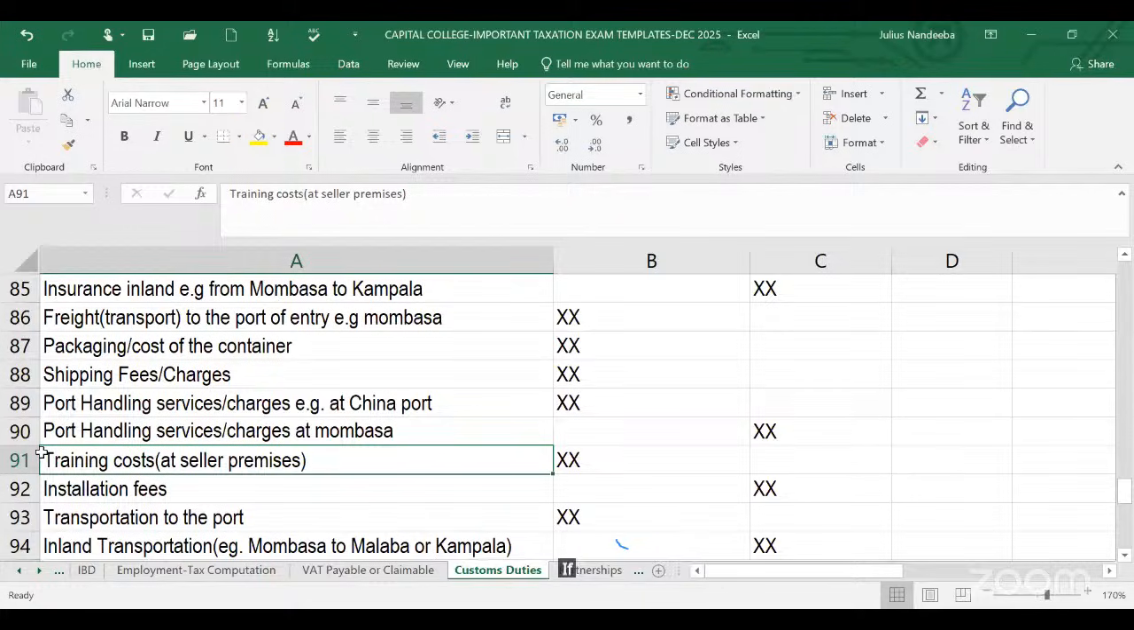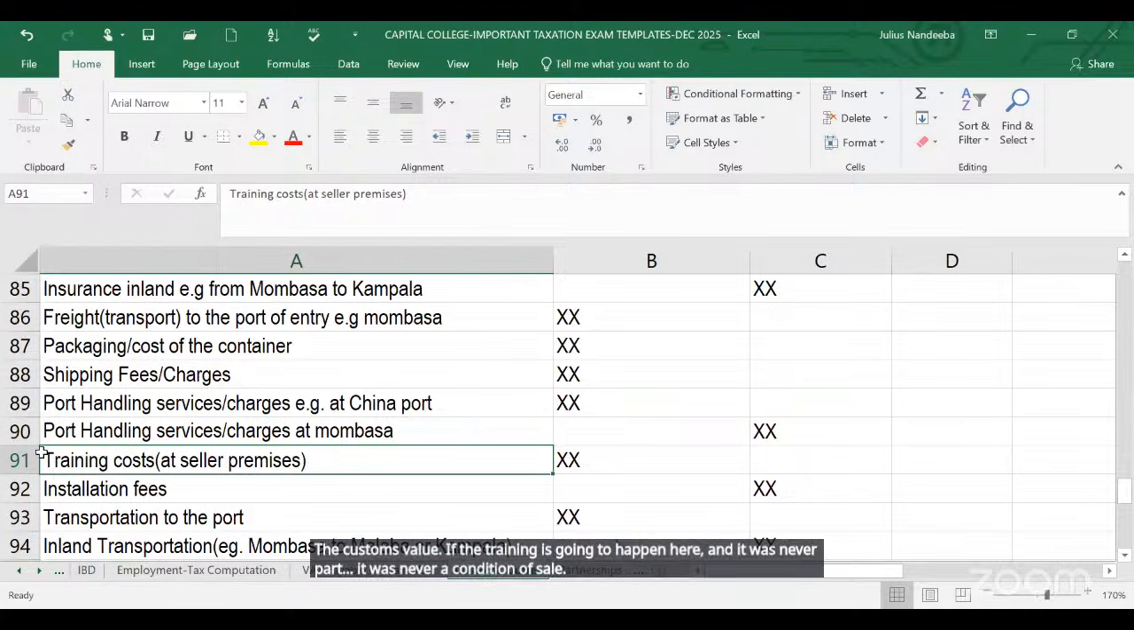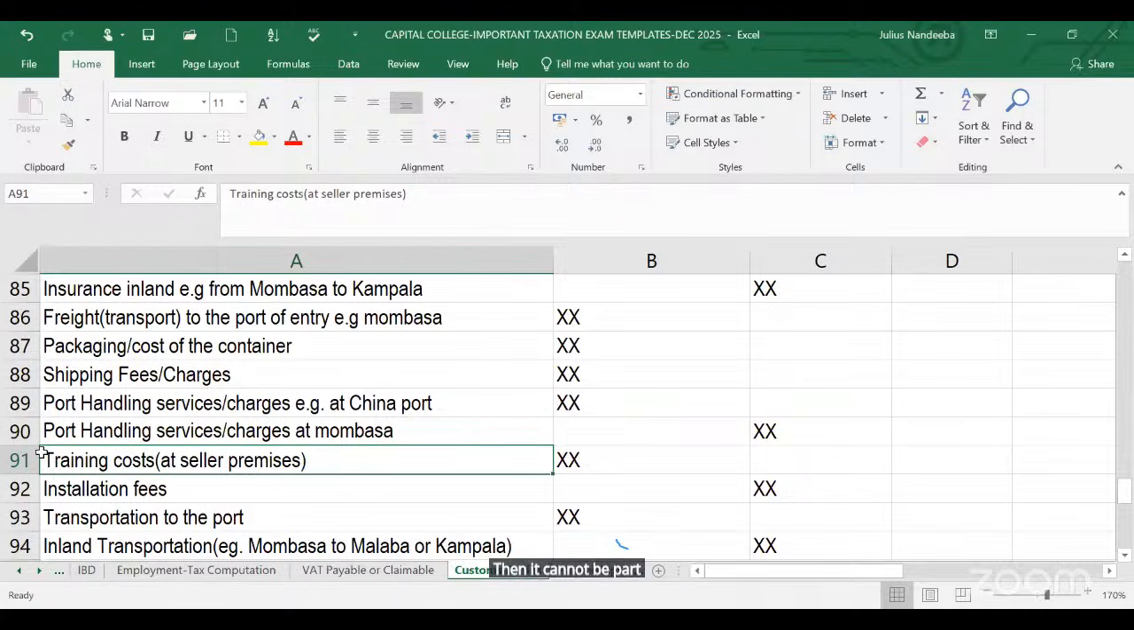If it is not a condition of sale and the training is done here in Uganda, then how does it meet even the customs value, yet you've already cleared the goods? You realize the goods are going to be cleared at Mombasa. And at that Mombasa, that's when we're going to determine the customs value. If the training is going to happen here and it was never a condition of sale, then it cannot be part of the customs value. But if it is a condition of sale, then it is part of the customs value.